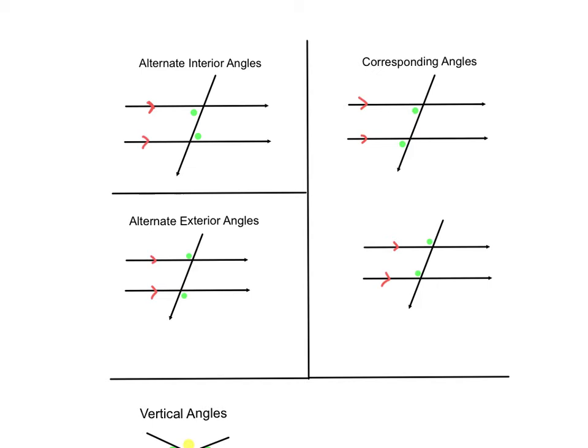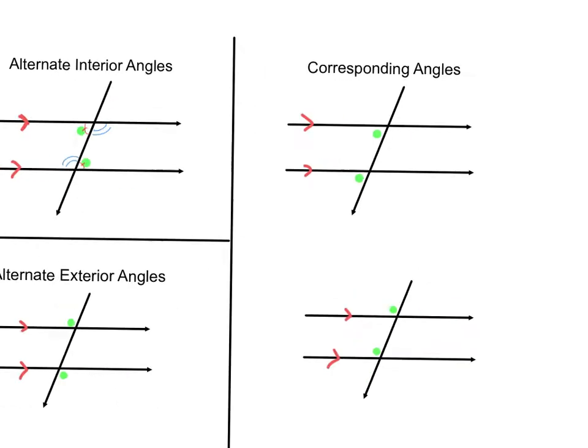Alternate interior angles are angles that are on opposite sides of the transversal, one on the left, one on the right, and they are in between the two parallel lines that are indicated by the red arrows. So looking at these here, alternate interior angles have measurements that are the same. So I would know that these pairs of angles with the blue arcs are congruent, as well as my angles with the green dots here would be congruent to each other.